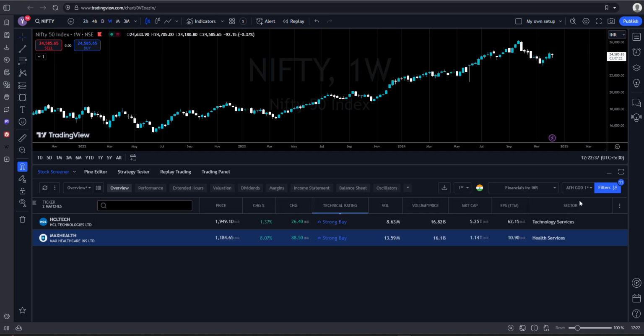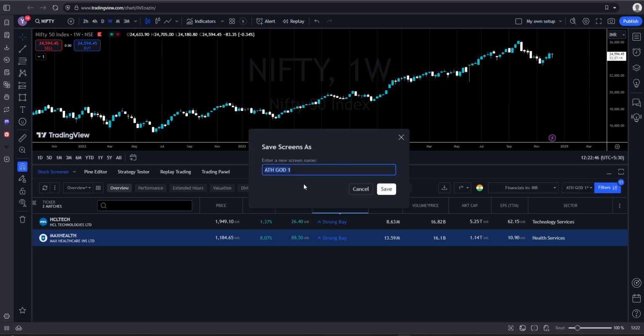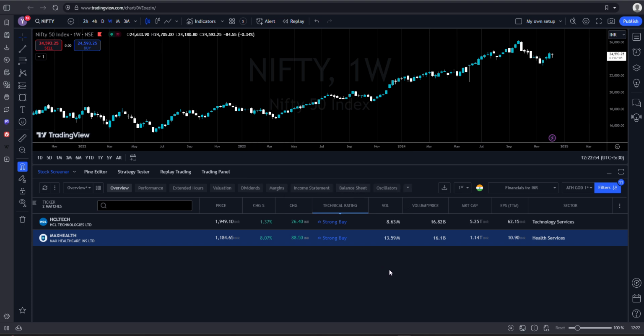Once you close the filter, just click on the option here and select save screen as. I have already saved it, so you don't have to click on it. Just select save screen as, give whatever name you want, and voila, done. Today morning, before the market was opening, I had a lot of stocks in this category. And make sure to please change the time frame to 1 week.